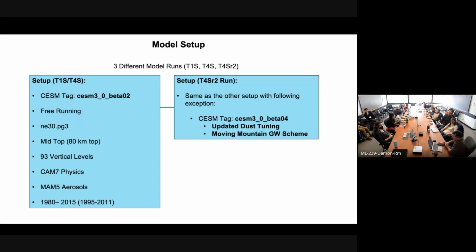And our overall model setup is there on the left: free running model, NE30 mid-top, 93 vertical levels. We're using CAM7 physics, MAM5 aerosols, and total run length was 1980 to 2015, although the comparisons only cover 1995 to 2011, so that it aligns with some of the observations that we're comparing with.